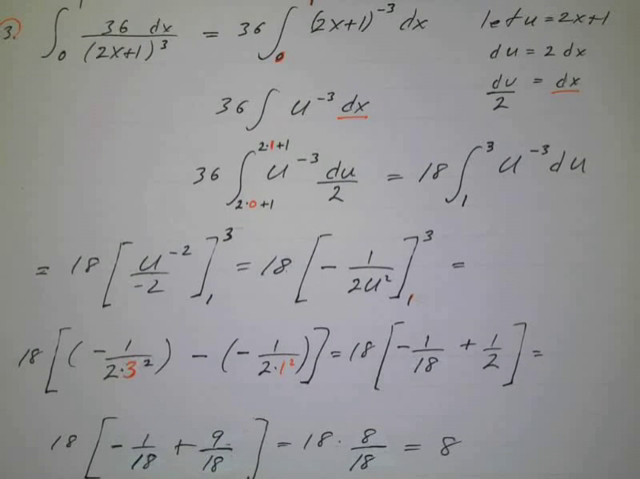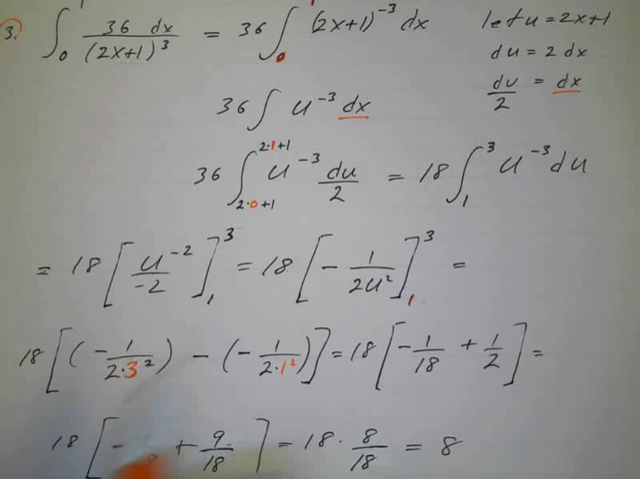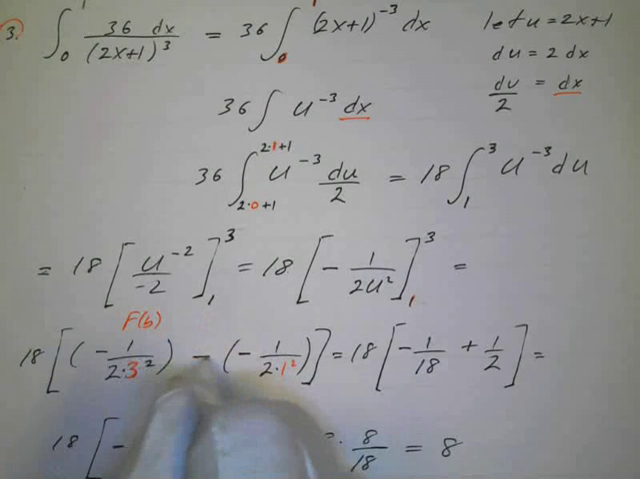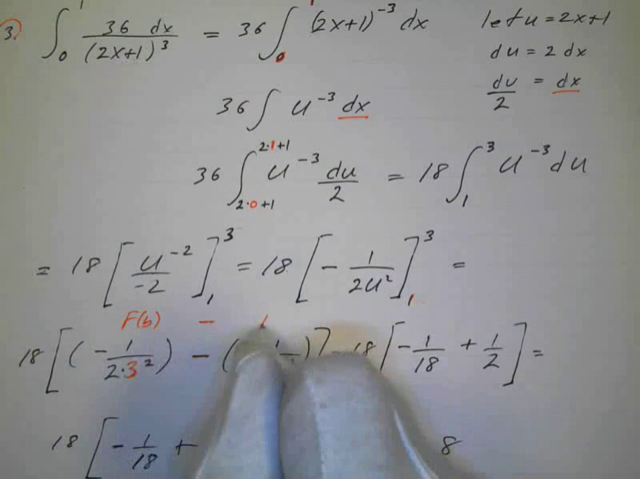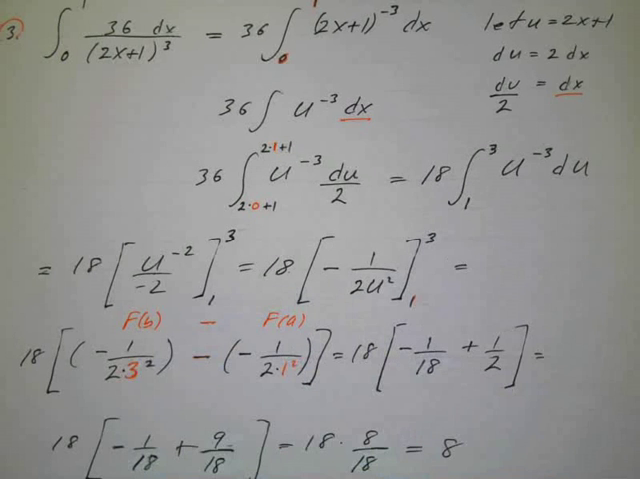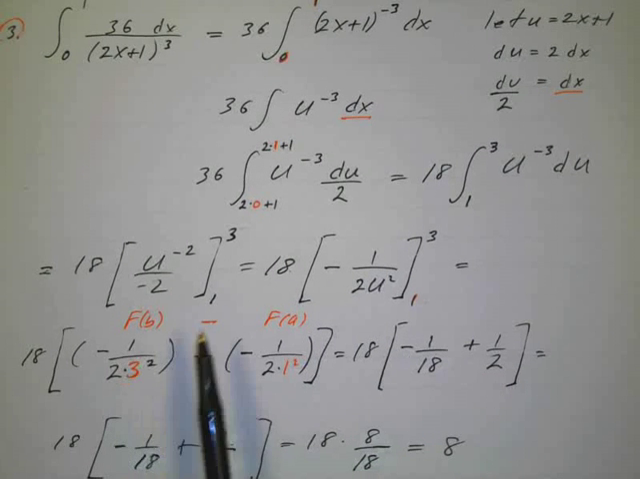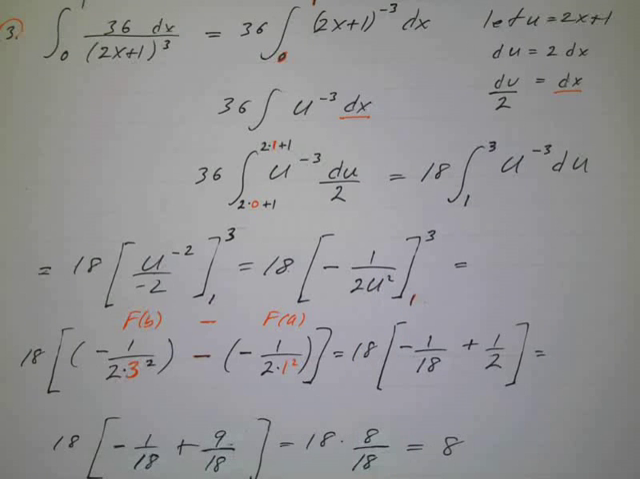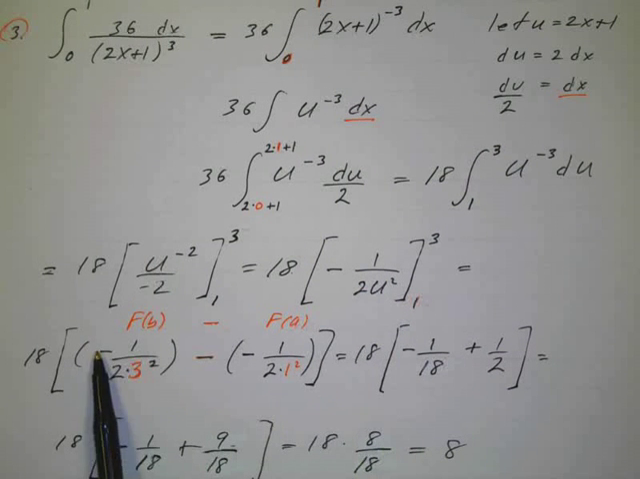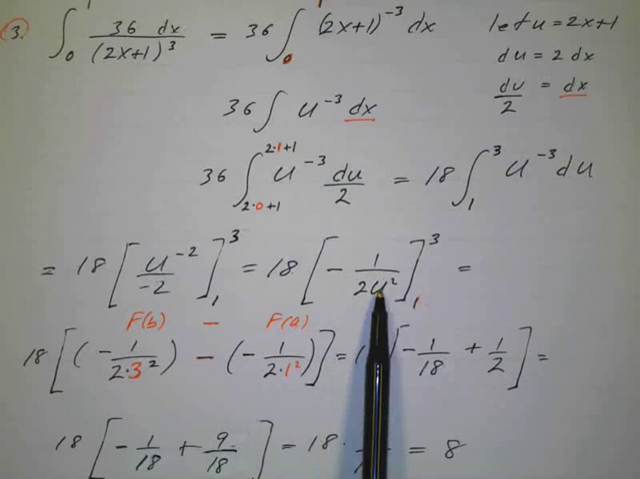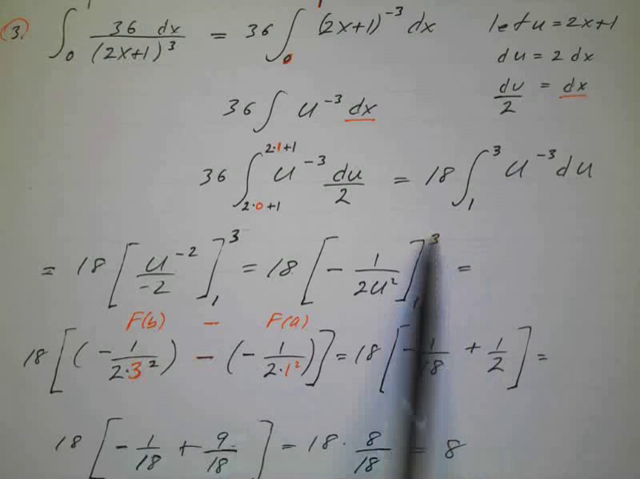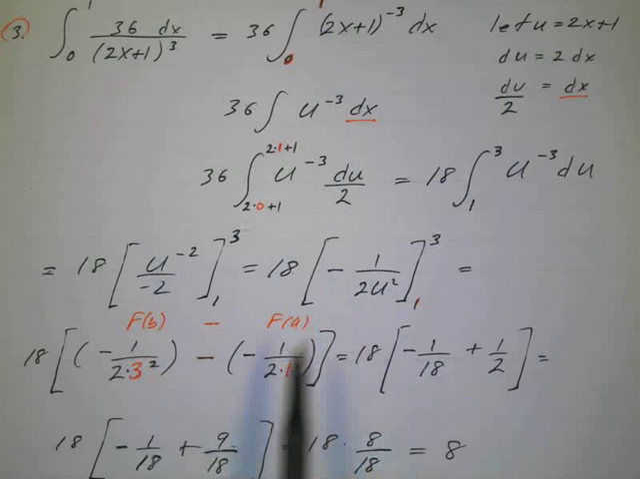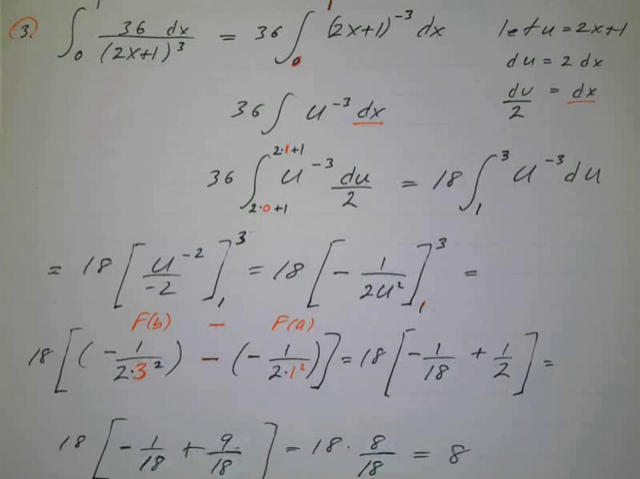So again, we have the 18 in front of the whole shebang. And evaluating this at 3 will be the f of b minus the f of a. That's the f of a. Now I have a negative sign for my f of b minus f of a, and then I've got a negative sign in here, so be careful with all these double negatives. And here I put negative 1 over 2 times, and what's u, when it's b, it's going to be 3 squared, minus negative 1 over 2 times 1 squared.